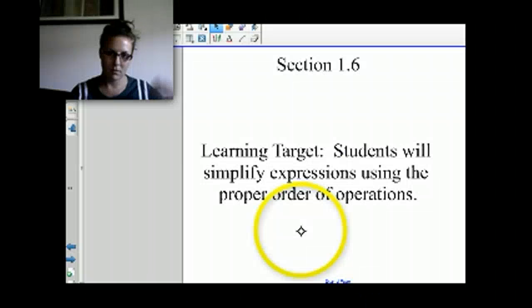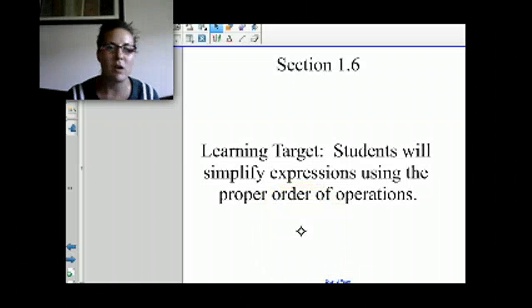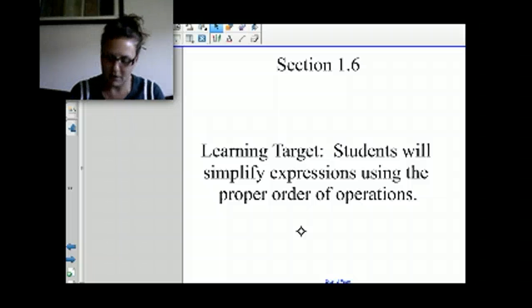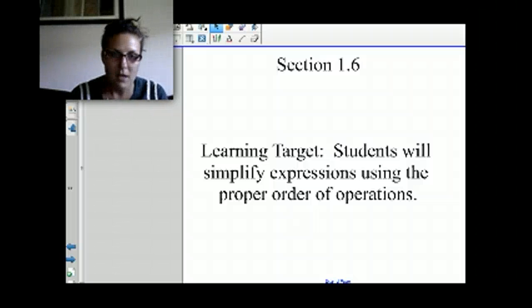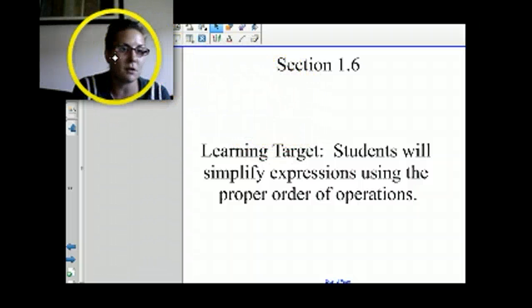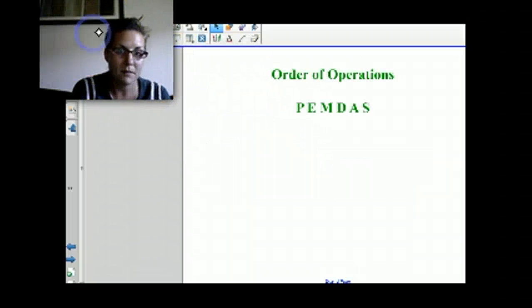So, I'm going to switch screens. Okay, section 1.6. Actually, that should say lesson 6 of unit 1. Our learning target today, we're going to simplify expressions using the proper order of operations. Like I said, today's lesson is a little longer, so I'm going to move quickly.